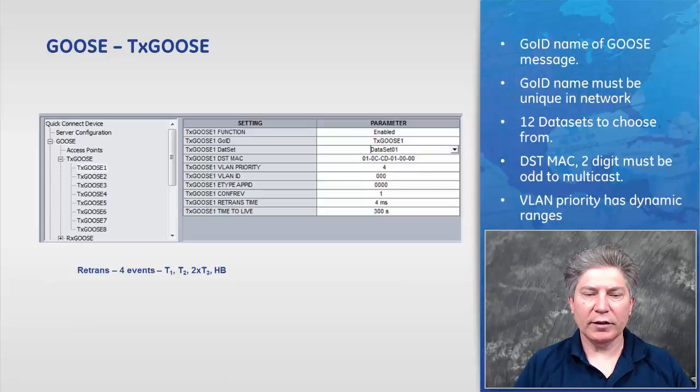The next part we'll look at is the Ethertype APPID. The standard strongly recommends changing from the default value of 0. There is a range for type 1 fast messages and type 1A trip messages. So that should be changed.